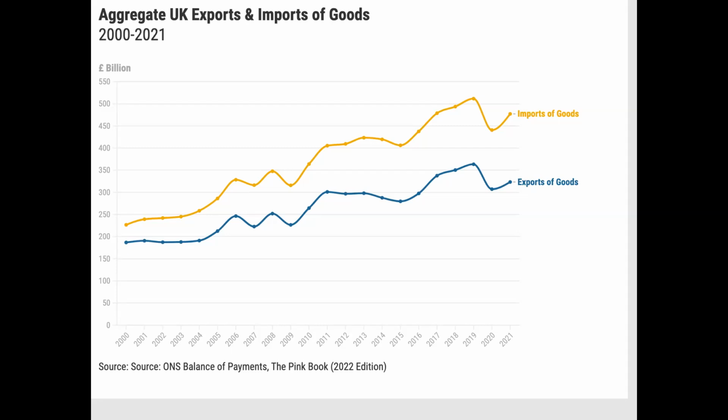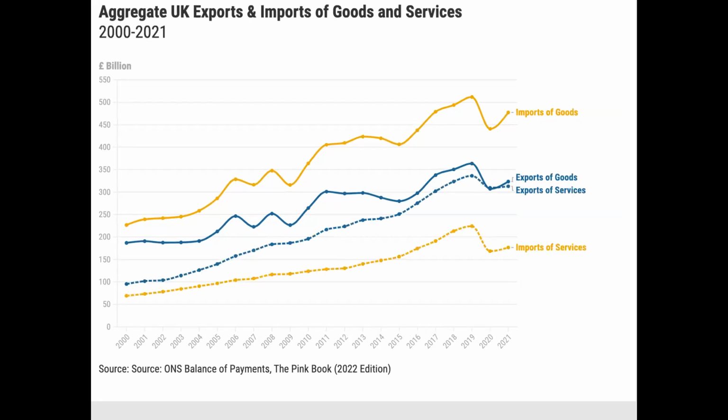Now, if I add services, I want to point out a couple of differences between services and goods. First, services are growing faster. They started much lower than trade in goods in 2000, yet in the exports case have almost caught up. They're much smoother. They don't fluctuate as much. And very interestingly, exports of services now are basically the same level as exports of goods. The UK is very unusual among big economies in that respect. We really do specialise on services much more than most big and rich economies.